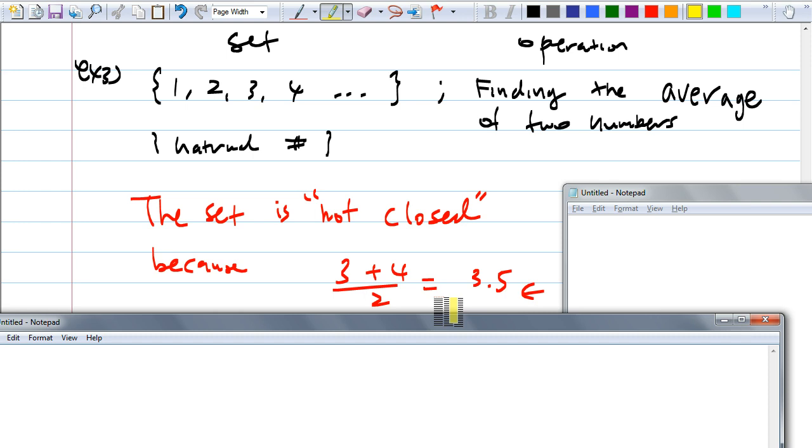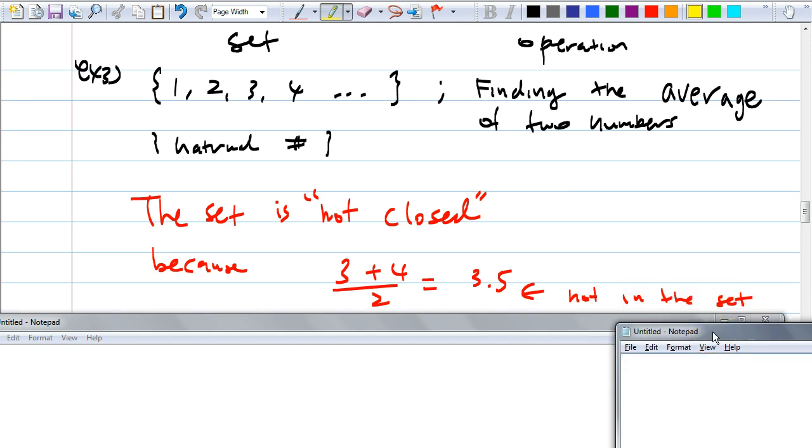Do you see the kind of game we're playing here? Instead of talking about all real numbers, we're giving you a certain set of numbers, right? And you're figuring out whether or not, whatever operation you take, the answer will be in this set or not. Does that make sense? So this is not in the set. The set is not closed. Everybody okay with the set being not closed?